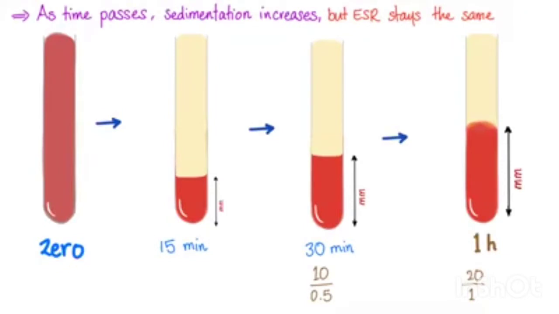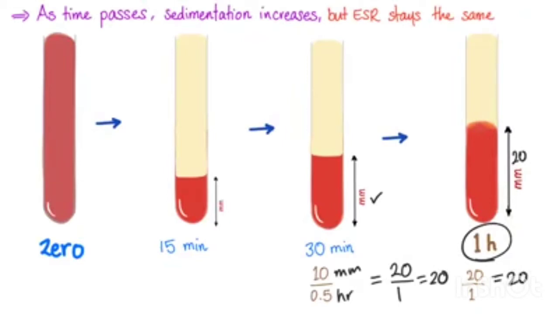So, here is at 0 time. 15 minutes, it's gonna be like this. 30 minutes, it's gonna be like this. 1 hour, it's gonna be like this. ESR stays the same, yes indeed. You want proof? Okay, let's measure this. So let's say that this distance is 10 millimeters, and in half an hour, which equals 20 over 1, which equals 20. So the ESR is 20 millimeters per hour. After 1 hour, this distance was 20 over 1 hour, so the normal ESR is 20 millimeters per hour. See, it's the same. Sedimentation increases, but ESR stays the same.